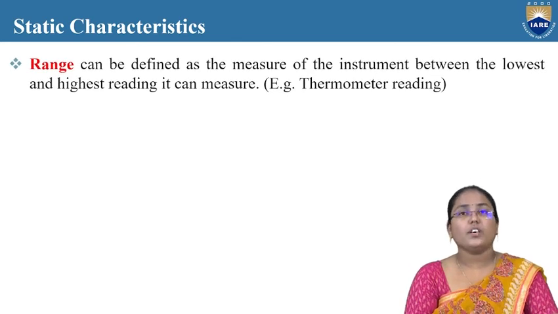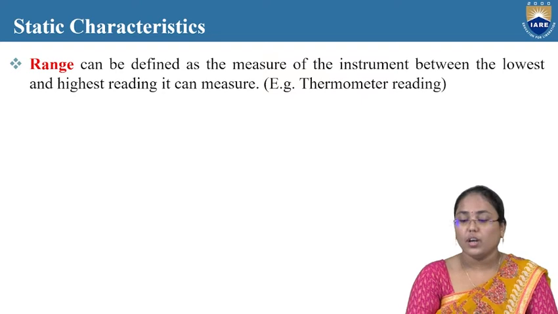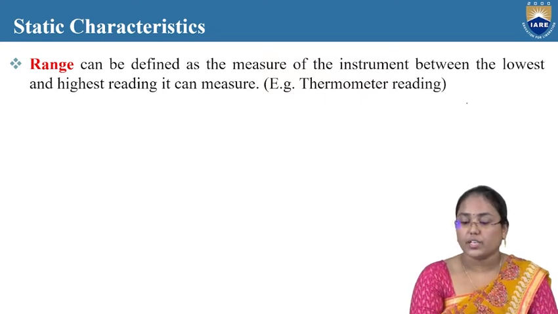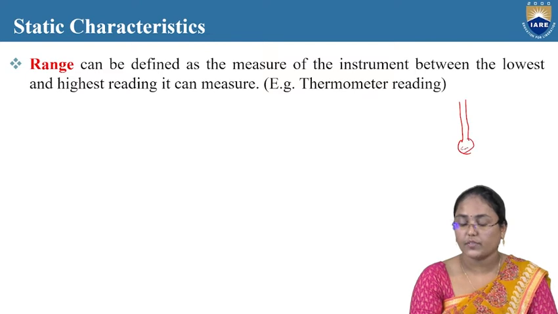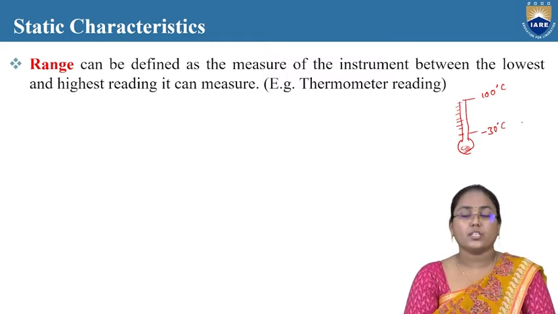So coming to the first static characteristic, that is the range. Range can be defined as a measure of the instrument between the lowest and highest reading it can measure. For example, take a thermometer. It has different readings, and the highest, for example, is 100 degrees Celsius and the lowest is minus 30 degrees Celsius. This is a temperature reading.